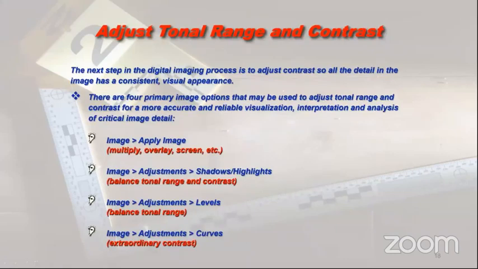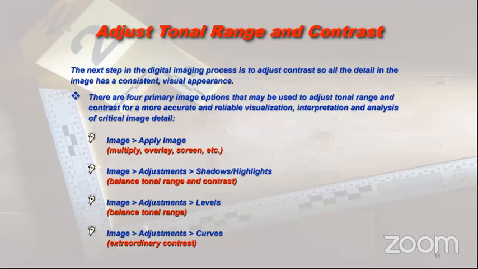Also, when we're getting into contrast, we have a number of tools. We have apply image, where I can use blending techniques such as multiply, darken, overlay, screen, etc. I also have the ability to use shadows and highlights. One technique that almost every single person that is dealing with trace evidence uses today is a technique or a process that is called levels.